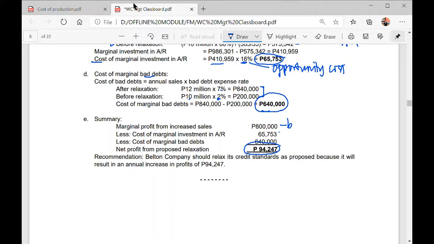So relaxing the credit policy would be beneficial to the company. How much is the benefit? The benefit would be 94,247 increase in profits. You might say, ma'am, the increase in their sales, 800,000, is big, yet what they get is small, so why relax the policy? However small it is, the fact that we still have something left means that the proposal would bring benefits to the company.